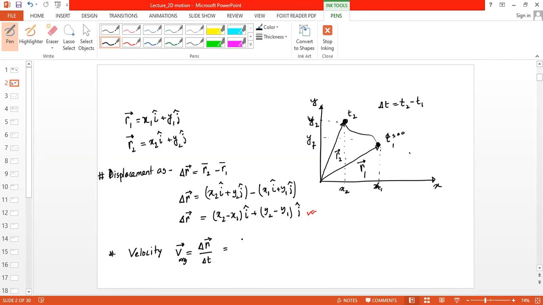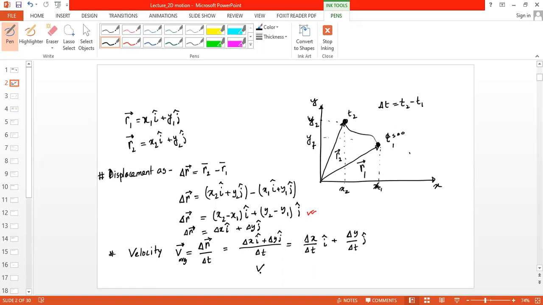By the way, I can write one more thing here. Delta r is equal to x2 minus x1, which can be written as delta x, times i, plus y2 minus y1, which is the difference in y, delta y, times j. So delta r by delta t is equal to delta x i plus delta y j over delta t, and this can be written as delta x over delta t times i plus delta y over the same delta t times j.